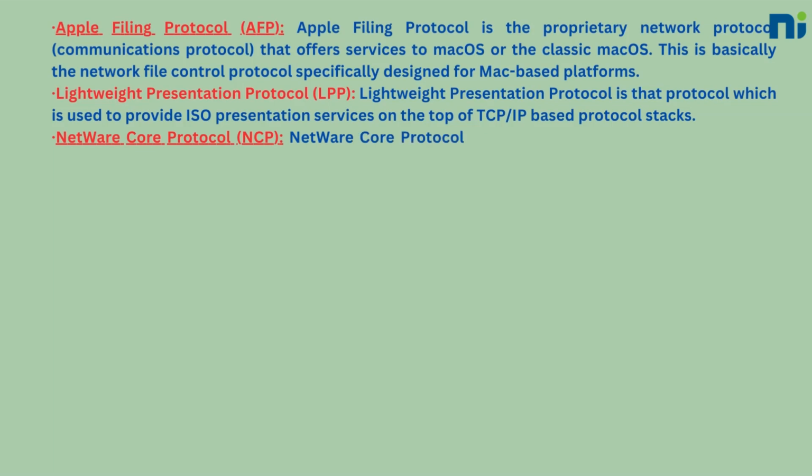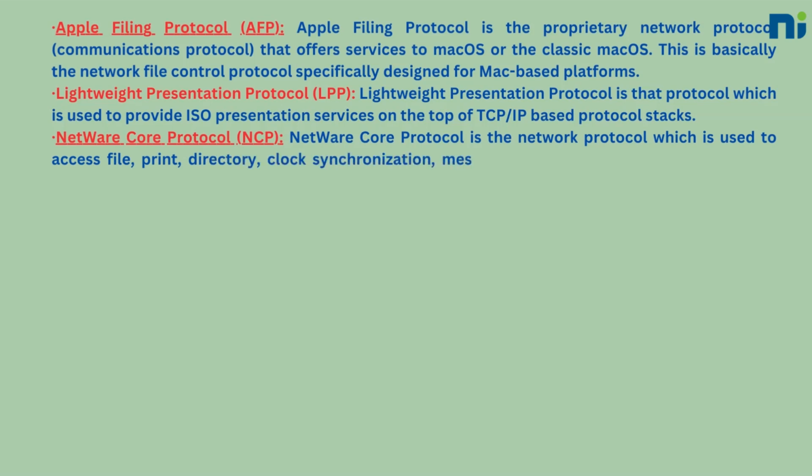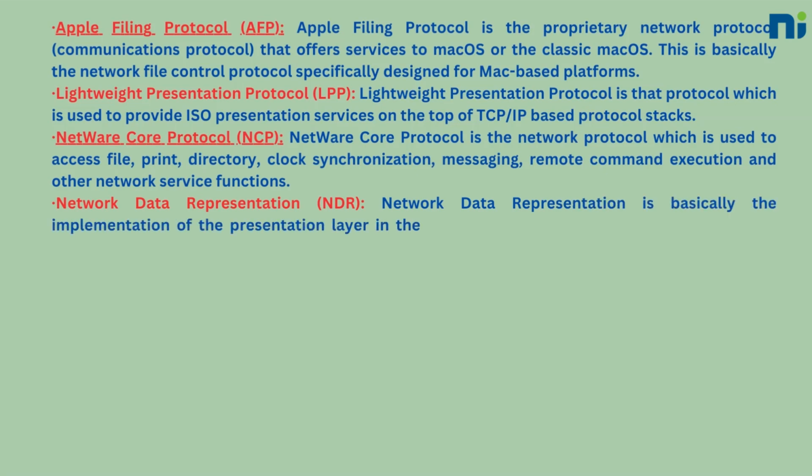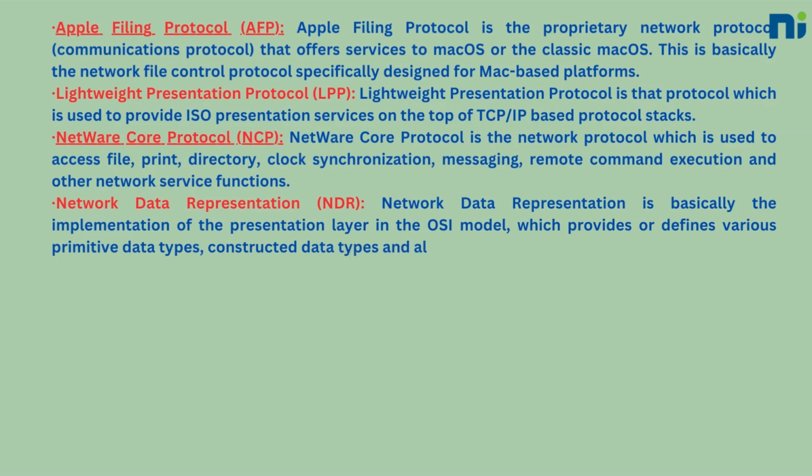Network Core Protocol, NCP. Network Core Protocol is the network protocol which is used to access file, print, directory, clock synchronization, messaging, remote command execution and other network service functions. Network Data Representation, NDR. Network Data Representation is basically the implementation of the presentation layer in the OSI model, which provides or defines various primitive data types, constructed data types and also several types of data representations.